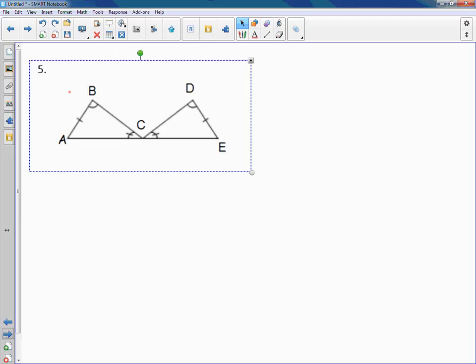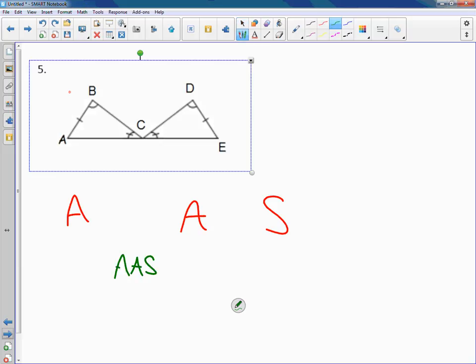And the last one. It looks like I have an angle, another angle, and a side. Now, is my side in between my two angles? No. So here is my answer. Angle, angle, side. And if I write my statement, ABC is congruent to triangle EDC. All right.